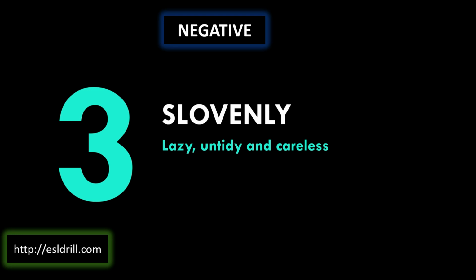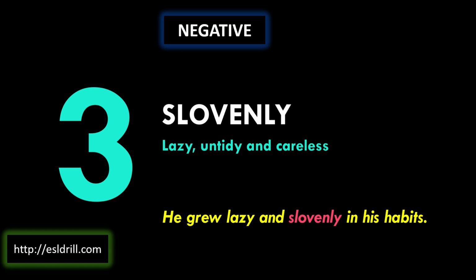Now, do you want an example? Here we have: He grew lazy and slovenly in his habits. It means here he developed new habits. It means he became lazy, untidy, and he became careless. So slovenly is a negative trait. Or this adjective is used to describe a negative trait, a negative quality in a person's personality. So let's look at the fourth one.